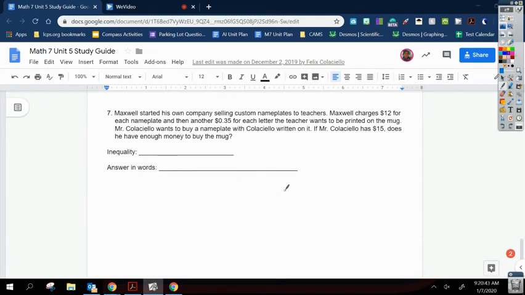Question 7, another word problem, same idea. Maxwell started his own company selling custom nameplates. Maxwell charges $12 for each nameplate, then another 35 cents for each letter the teacher wants printed. Mr. Colacello wants to buy a nameplate with the word Colacello written on it. If he has $15, does he have enough money? Okay, so $15 is what Mr. Colacello has. The amount of money he spends on this has to be less than or equal to 15. Because if the amount of money he spends on his nameplate is bigger than 15, he can't buy it. So Mr. Colacello either has the $15 in his pocket or he gets this.